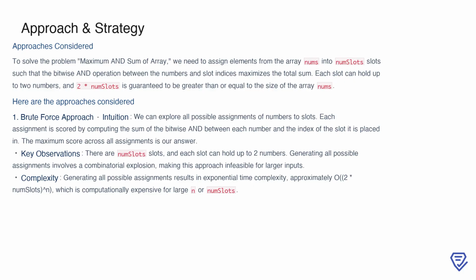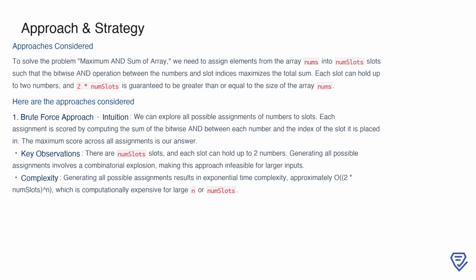The first approach is brute force. Here, we consider all possible ways of assigning numbers to slots. For each assignment, we calculate the sum of the bitwise AND values. While this method is conceptually straightforward, it suffers from exponential time complexity. With numSlots and a maximum of 2 numbers per slot, the sheer number of possible assignments grows rapidly, making this approach impractical for larger inputs.